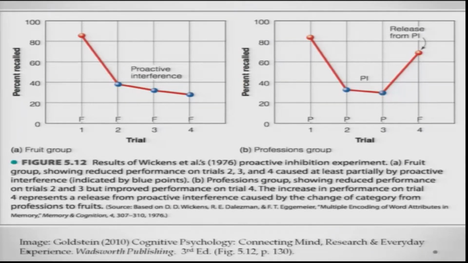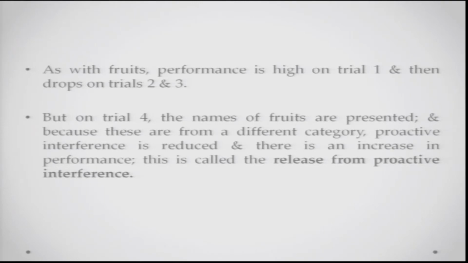In the professions group the performance is very good on the first trial, it comes down on the second trial, goes further down on the third trial, but on the fourth trial there is a release, the participants' performance kicks up. Why is this happening? Because the names presented on the fourth trial were different from all the names presented in trials 1, 2 and 3. This phenomenon is referred to as release from proactive interference. Because the fourth trial had names from a different category, participants had no trouble recalling this new information and their performance became better.